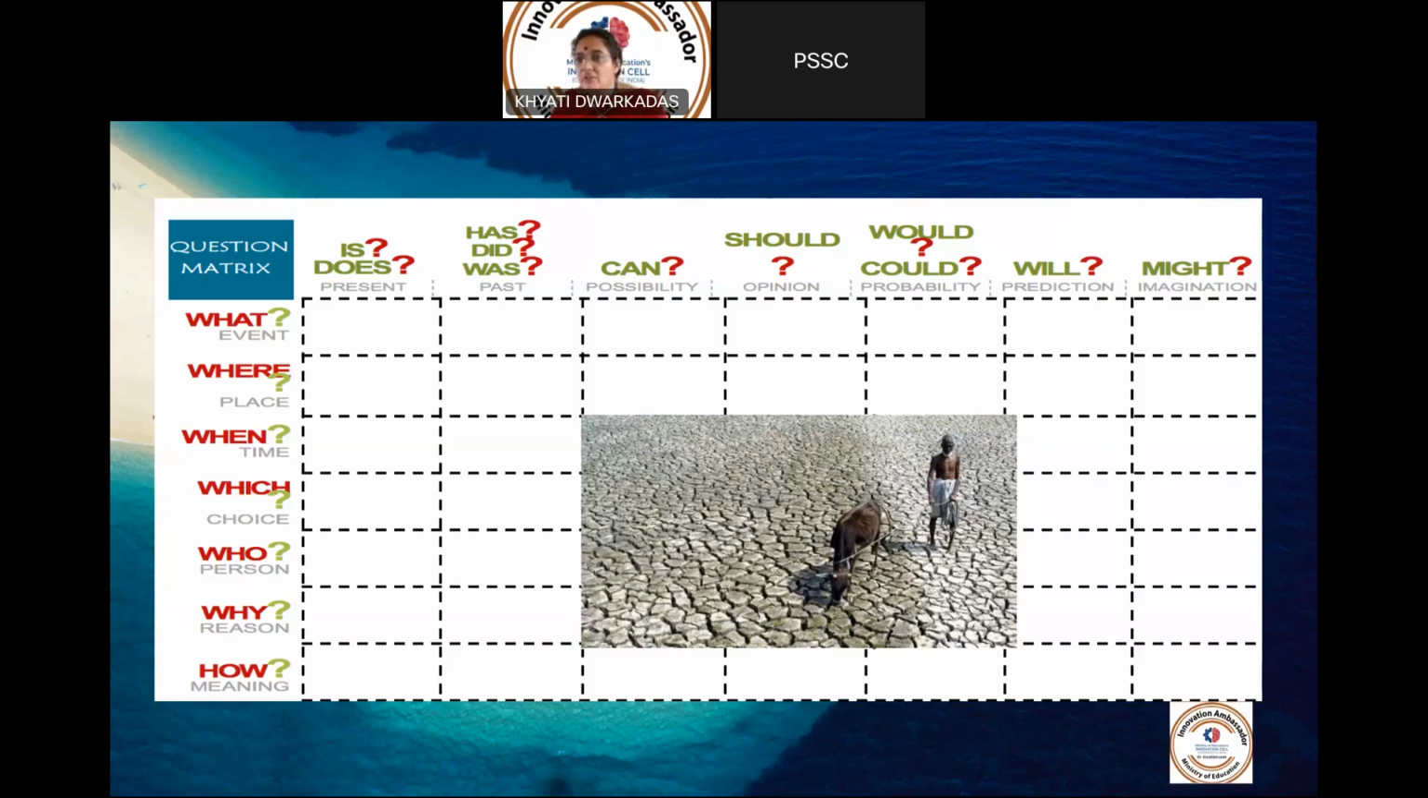What is the reason of drought? What does the image imply? See how beautifully you all are writing. Why is the land dry? How can you get rid of this situation further? When did it happen? How did it happen? I'm not looking for answers, I'm looking for questions.